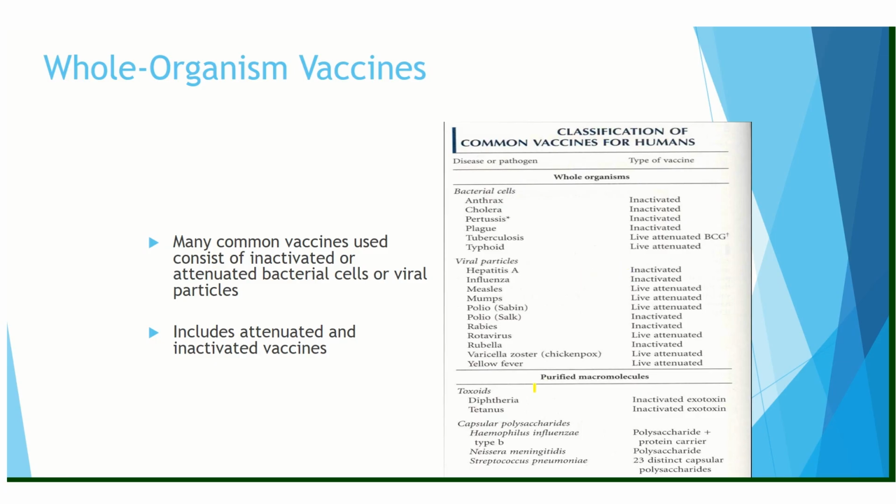So how about the purified macromolecules? The examples are toxoids. How about the disease diphtheria? It is an inactivated exotoxin vaccine. How about tetanus? Inactivated vaccine. And also capsule polysaccharides, for example, Haemophilus influenzae type B, and also Streptococcus and Neisseria meningitidis, which are polysaccharide vaccines we use in practice.